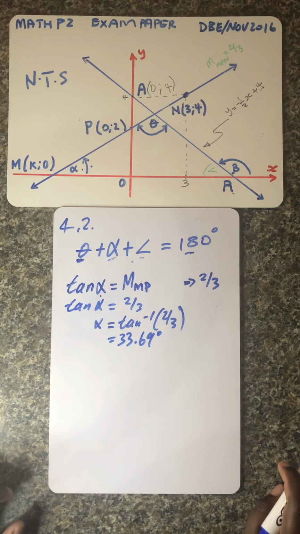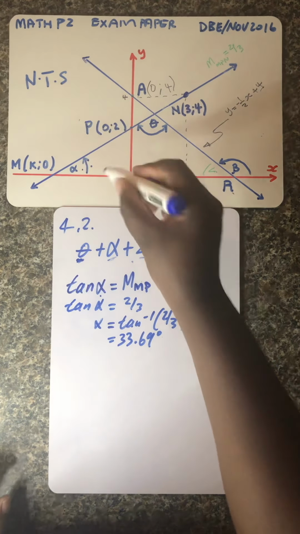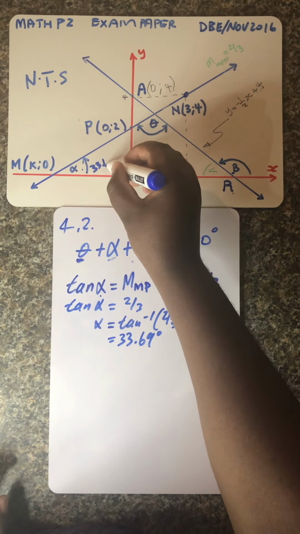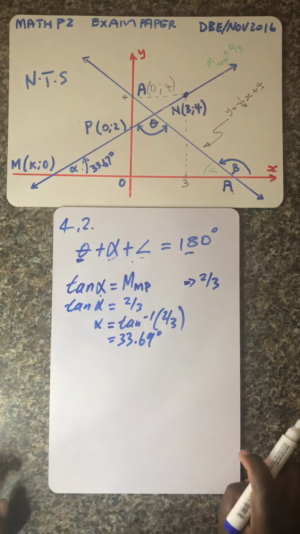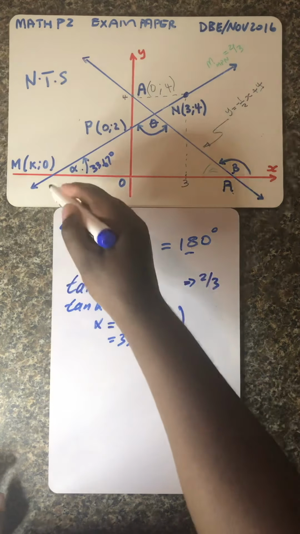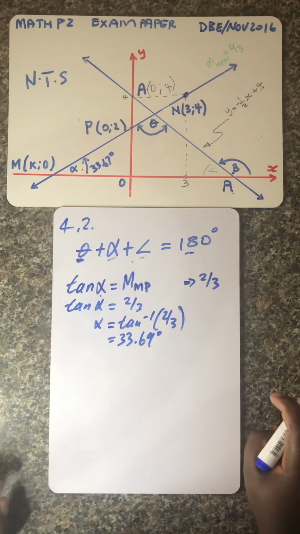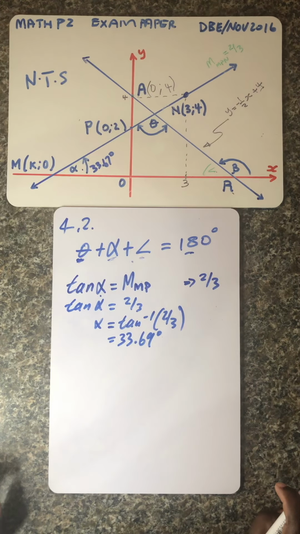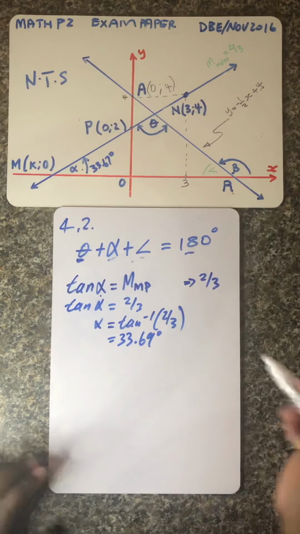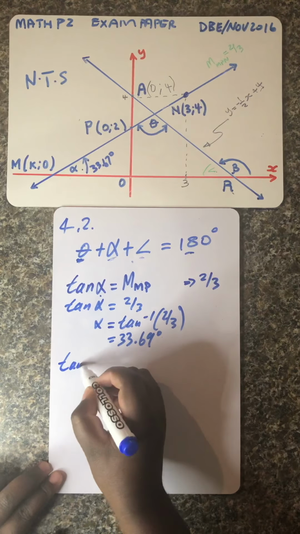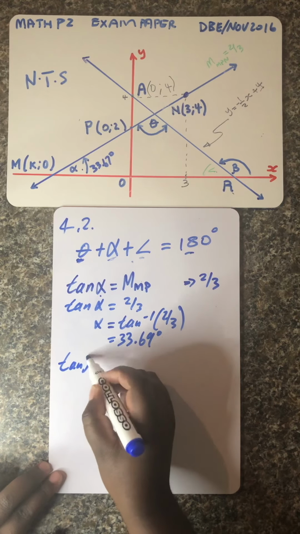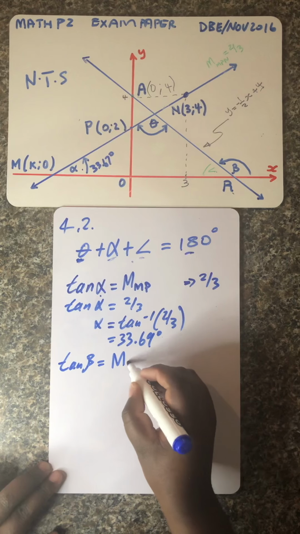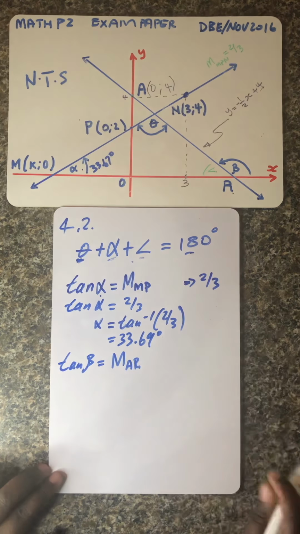So now that we have calculated this angle is 33.69 degrees, let's use the same approach to calculate the angle for that line AR. That means tan of beta will be equal to the gradient of AR.